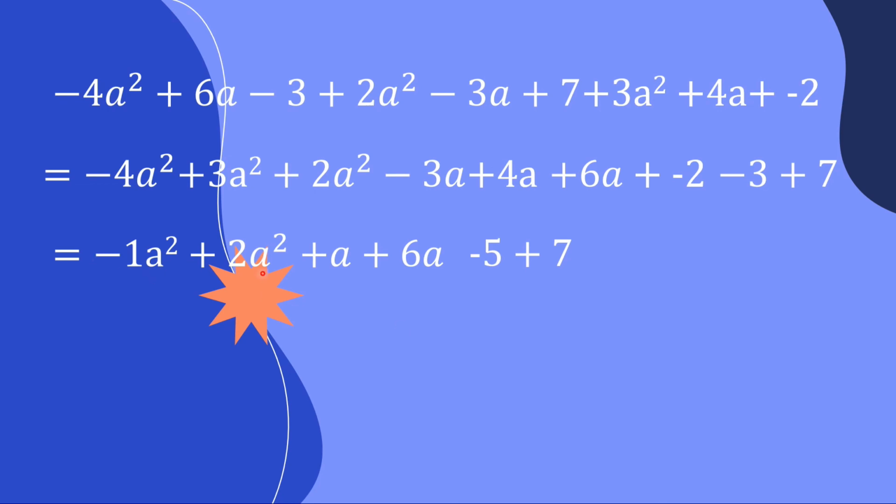Now we're going to solve these two, and then these two, and then these two. When we solve these two, we get the answer 1a square, and this number is going to be positive because we used the sign of the greater number, and 2 is the greater number over here. And then these two have the same signs. We're going to add them, which is 7a, and these two have different signs. We're going to subtract them using the sign of the greater number, which becomes plus 2.